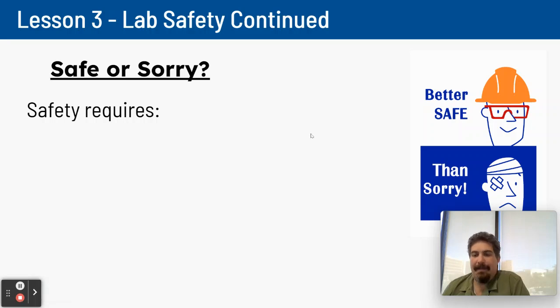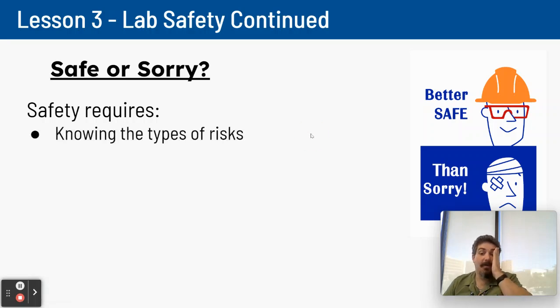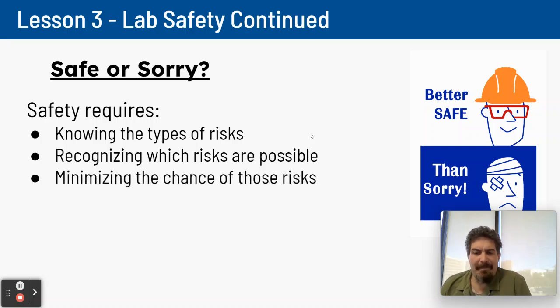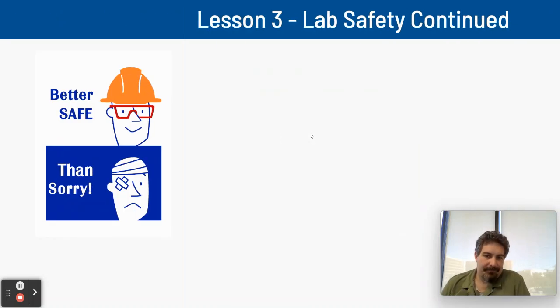So, to really have the kind of safety we're talking about, we need to know all the types of risks. We can't identify the dangers like we talked about before unless we know what kind of risks we can be dealing with. We need to recognize what risks we're currently confronting with whatever we're looking at, and we need to minimize the chance of those risks.